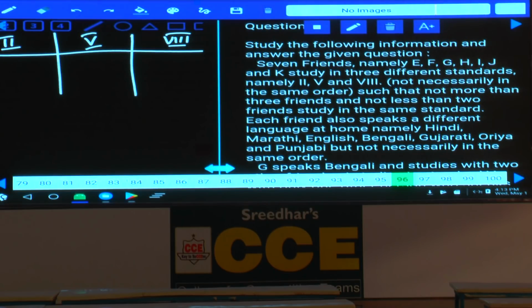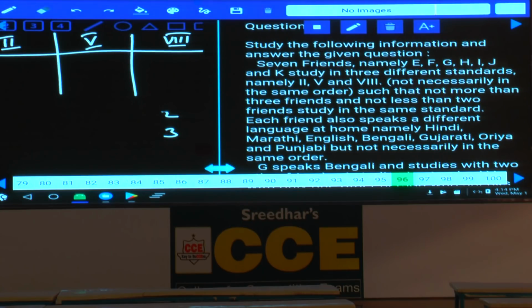Then condition number 1. What is condition number 1 here? Not more than 3 friends and not less than 2 friends study in the same standard. Not less than 2 and not more than 3. Then what is the only possibility we have? In one of the standards there must be exactly 3 people, and in the remaining 2 standards there must be exactly 2 only. If there are 3 students studying in standard 2, the remaining must be 2 and 2. Or if there are 3 students in standard 5, in these 2 it must be 2 and 2. Or if there are 3 persons here, it must be 2 and 2. Hence, if you are able to identify in which standard 3 persons are studying, in the remaining 2 it must be 2 and 2 only.